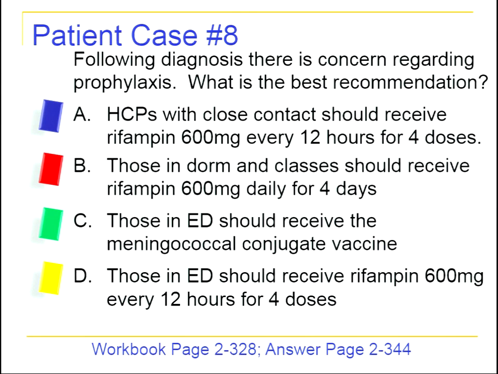All healthcare providers who had close contact should receive rifampin twice a day for 4 doses. Those in the dorm where he lived and classes should receive rifampin daily for 4 days. Everyone in the emergency department that night should receive a meningococcal conjugate vaccine. Or everyone in the emergency department that night should receive rifampin twice a day for 4 doses. And you laugh, but sometimes the hysteria gets to that point.